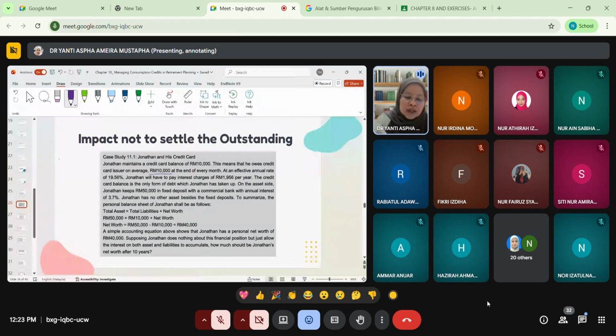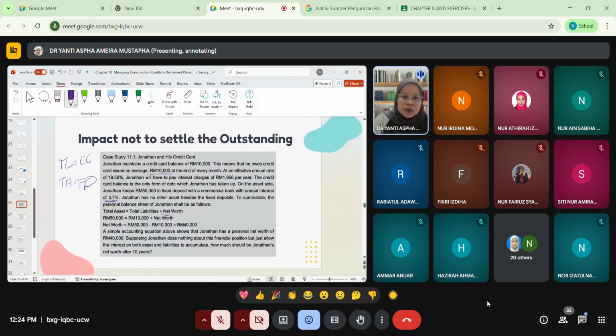So the credit card balance is the only form of debt Jonathan has. So his total liabilities is the credit card. On the asset side, Jonathan has total assets of 50,000. What does he have? He has a fixed deposit. So on the asset side, Jonathan keeps 50,000 in fixed deposit with a commercial bank with annual interest of 3.7%. Jonathan has no other assets besides the fixed deposit. To summarize, we want to find his net worth.